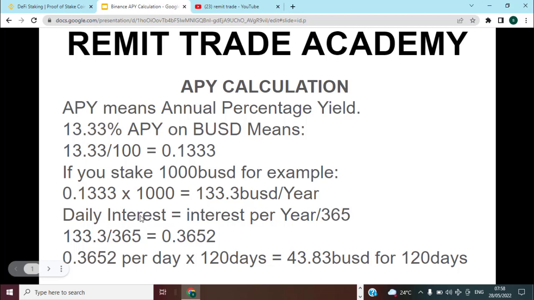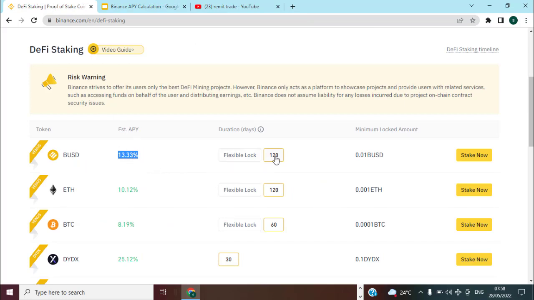Your daily interest is gotten by dividing your interest per year by 365 days, because we know that 365 days make up a year. So if you want to get your daily interest, this is what you do: 133.3 divided by 365 days in a year, and this will give you 0.3652 per day. So this is your daily interest for the 1000 BUSD that you stake on Binance staking for 120 days.